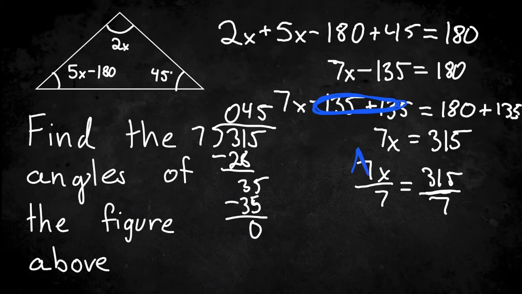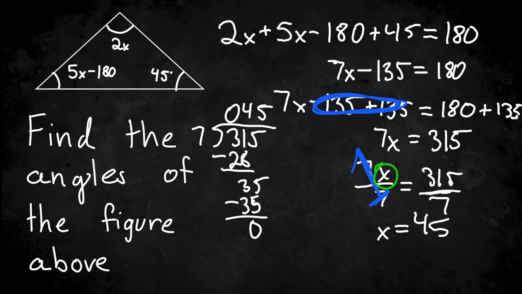And on this side, this equals 1. And we have isolated the x. So x equals 45. So now that we know what x is, we can solve all the angles of the triangle, right?